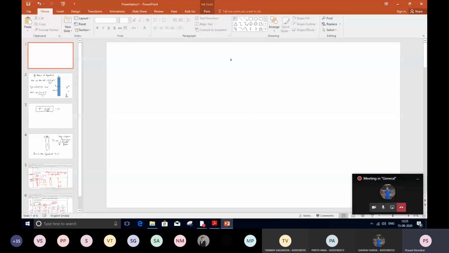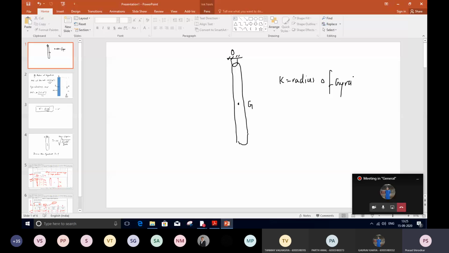Alright, so here you have a compound pendulum. Are you able to see the screen? Yes, sir. Okay, so you have a compound pendulum and it is pivoted at point O. Alright, and G is the centroid. Okay, and for this compound pendulum, K is the radius of gyration.